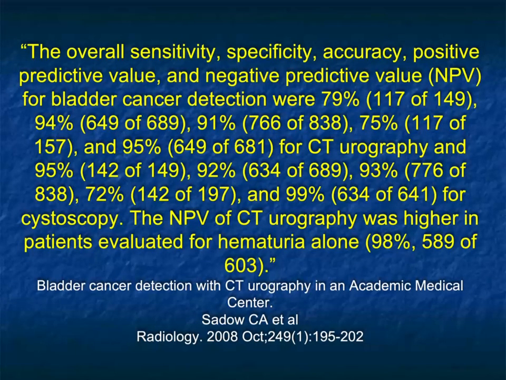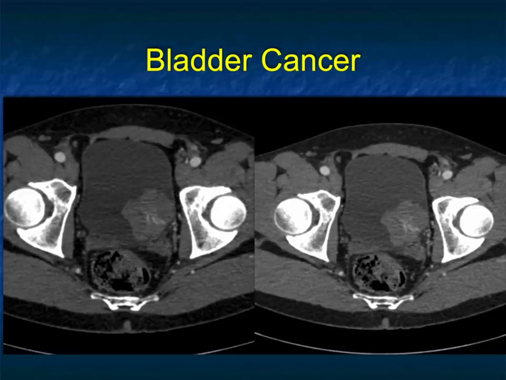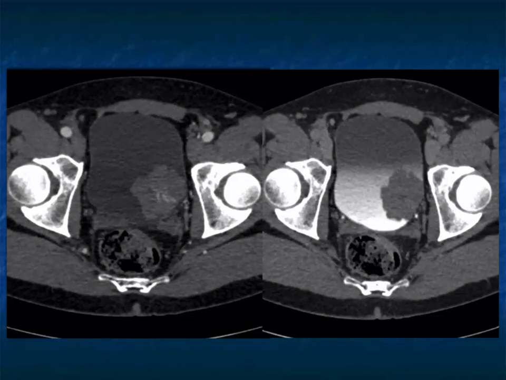Now, CT is good for detecting bladder cancer. High sensitivity, high specificity, and negative predictive value is very good, in fact. Bladder cancer typically is a hypovascular mass. You can see it here on arterial phase imaging, solid, with a little bit of vascularity. This is a 3-centimeter mass. It's fairly large. You can see it both on arterial phase imaging where there's no contrast in the bladder, or delayed phase imaging where there's contrast in the bladder.